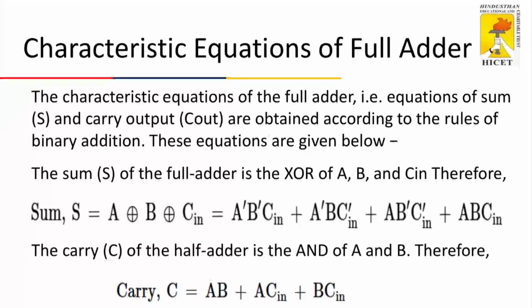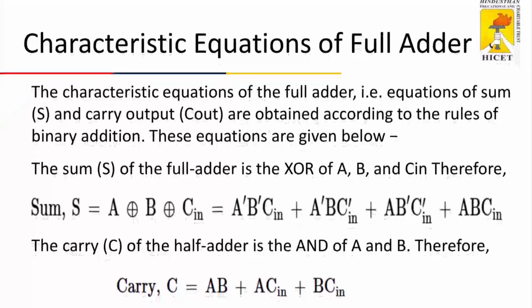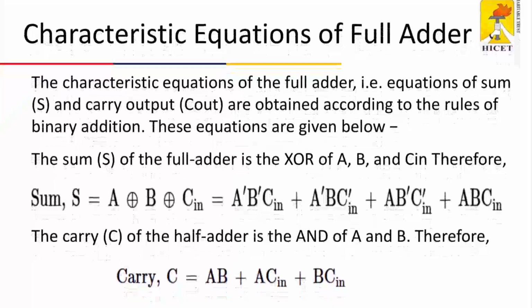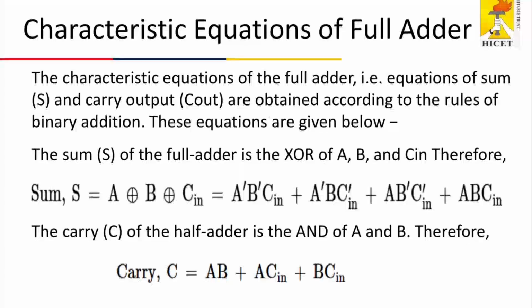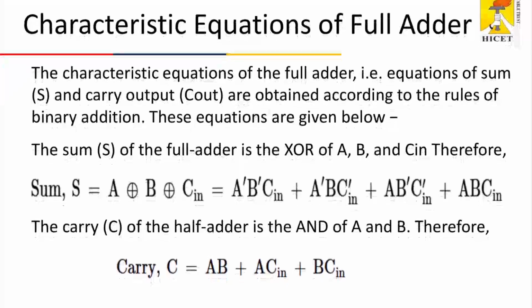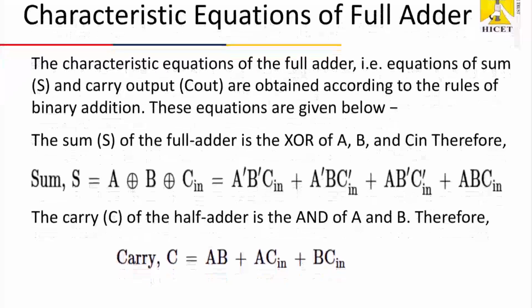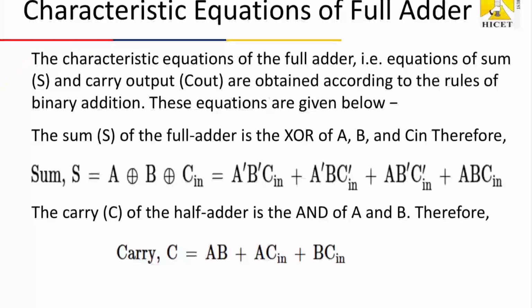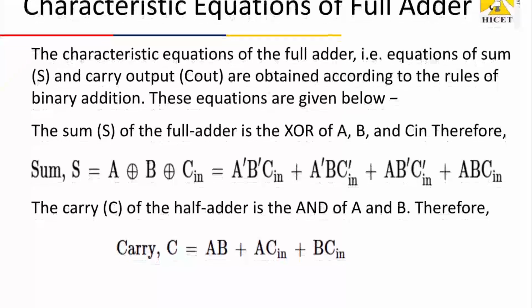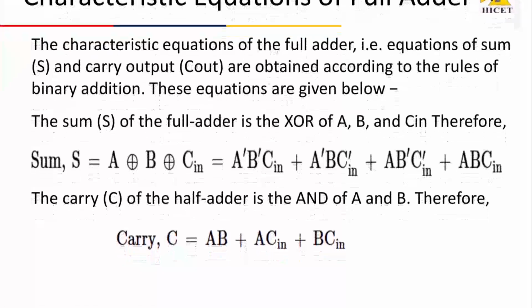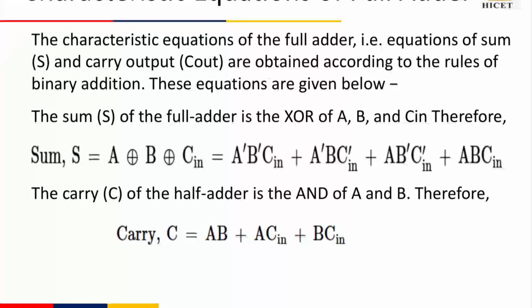Now let's quickly look at the characteristic equations of a full adder. The sum S is given by S equal to A bar B bar C in plus A bar B C in bar plus A B bar C in bar plus A B C in. So according to binary addition rules, this is equivalent to the XOR of all 3 inputs. So we can write S is equal to A XOR B XOR C in.